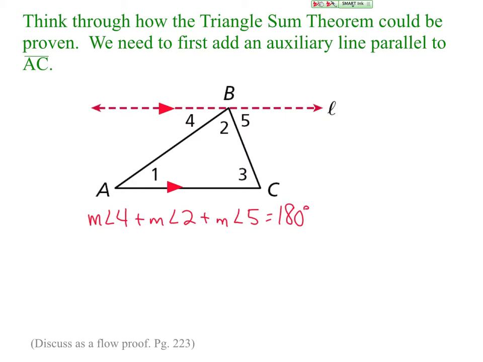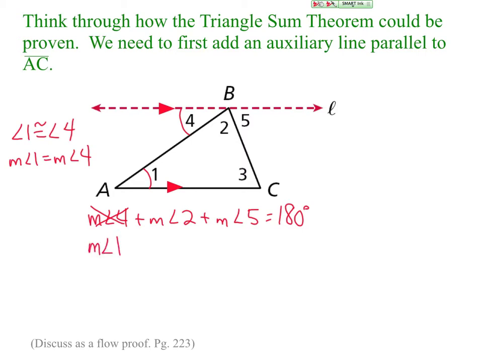Okay, now with that parallel line added to the diagram, angle 1 and angle 4 are congruent because of the alternate interior angles theorem. So if angle 1 is congruent to angle 4, like we just said, alternate interior angle theorem, that means their measures are equal. So I'm going to take out measure of angle 4 and substitute measure of angle 1.